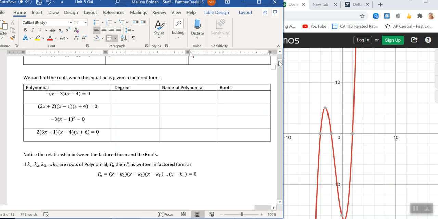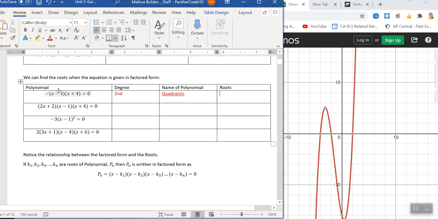Okay. So we can also find the roots when the equation is given in factored form. When this is given in factored form, remember we set each factor equal to 0 and then we solve. To find the degree, we essentially count how many x's we have. So this is x times x, which is going to give us x squared. So this is going to be a second degree polynomial if we were to multiply it out. Because it's second degree, we want to call it a quadratic. And we want to look at its roots.